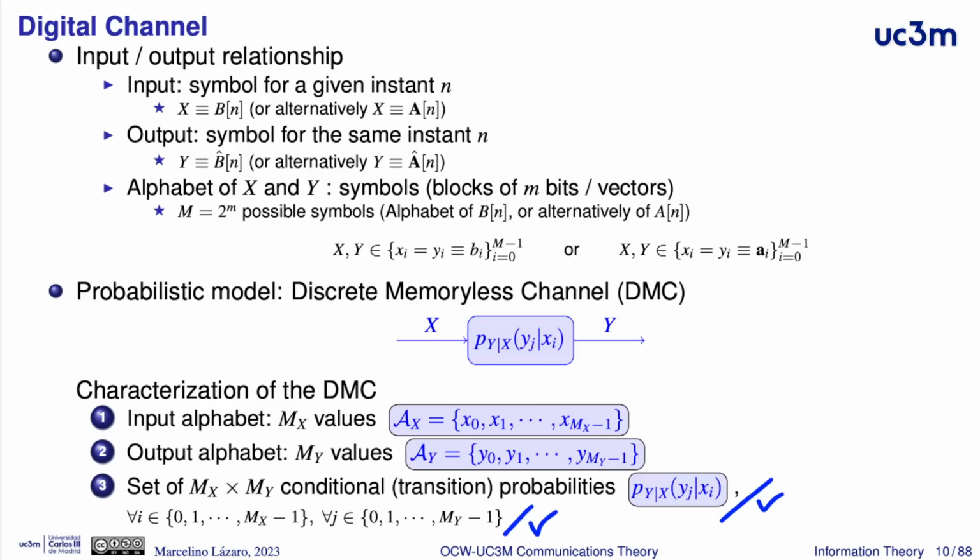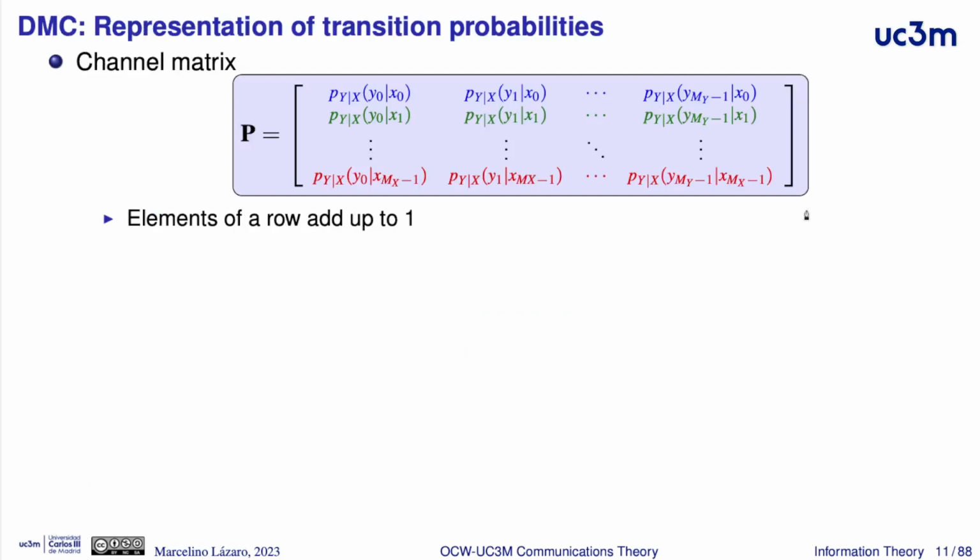These values, these conditional probabilities, which are also called in some cases transition probabilities, the conditional probability of the output given the input, in some cases are grouped in a matrix that is called the channel matrix. In this channel matrix, we have the same value of the input in a row and the same value of the output in a column. Because of the definition of the conditional distributions, all the elements in a row must add up to one, because we have the addition of every element of Y for the same value of X.